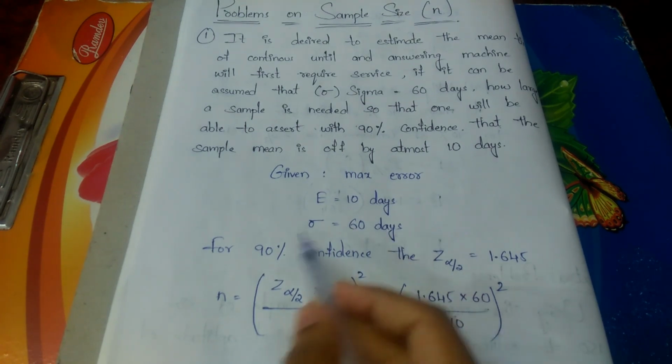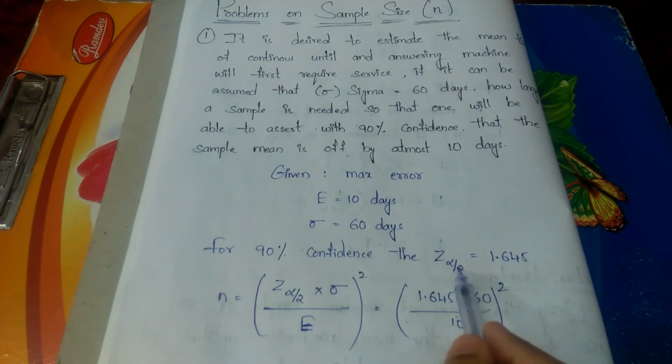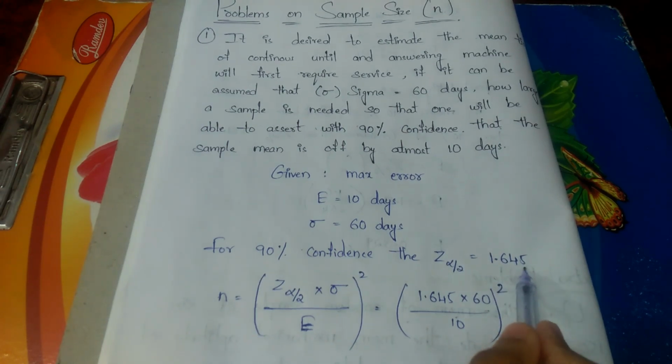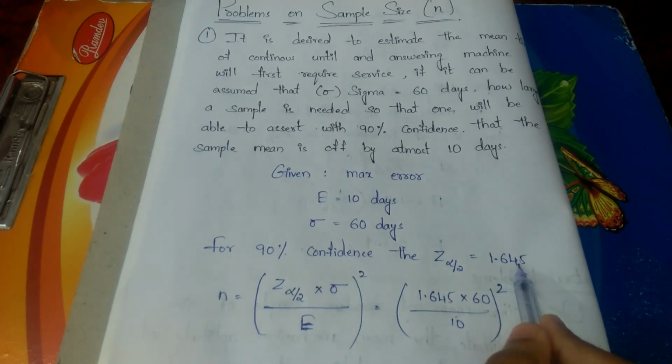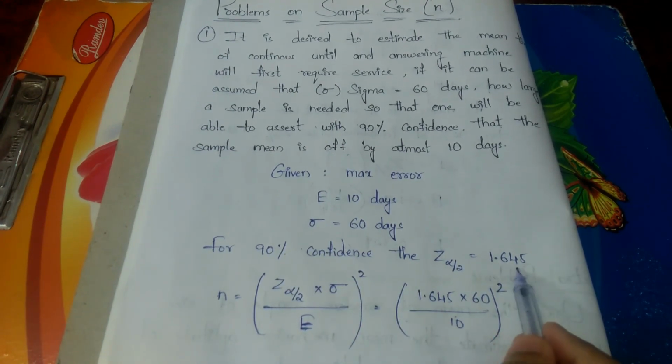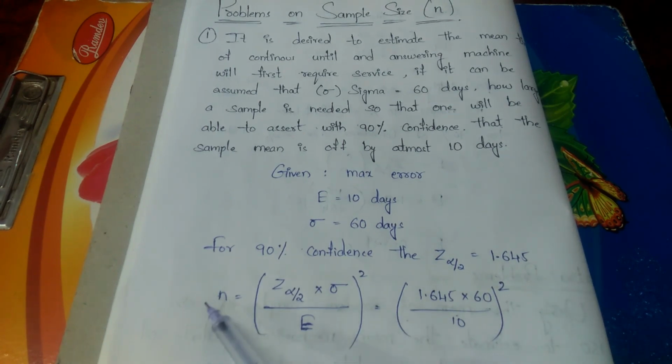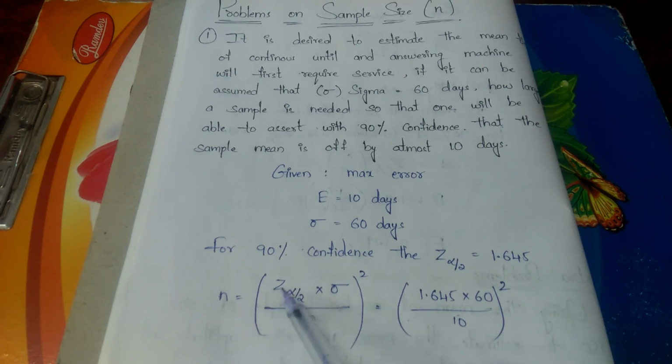So for 90% confidence, the Z alpha by 2 is equal to 1.645. This is the standard Z alpha by 2 value for 90% confidence. You just have to remember this value. It is 1.645. Now the formula to find out the sample size is n is equal to Z alpha by 2 into sigma by E whole square.